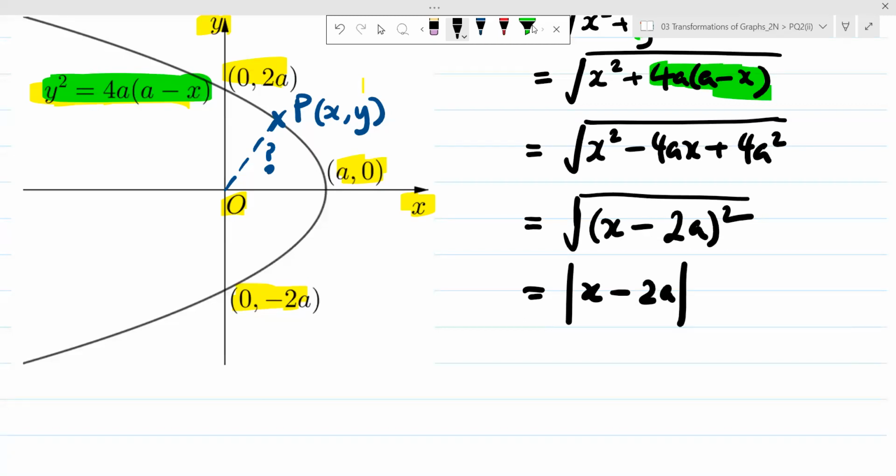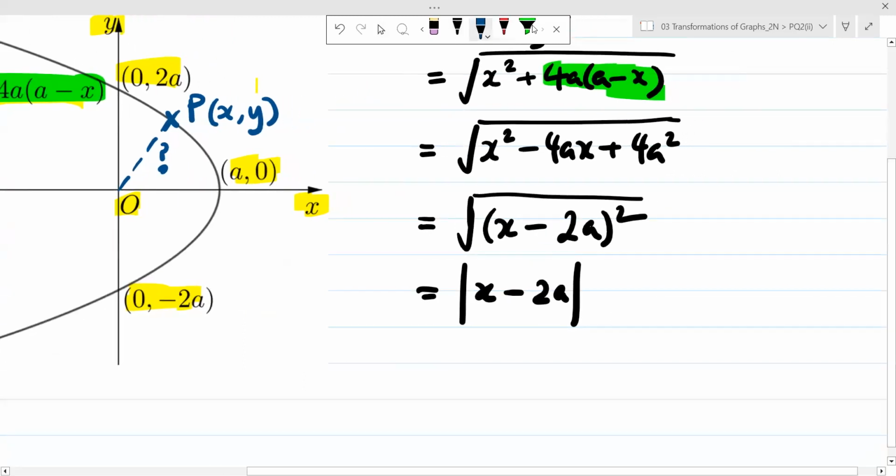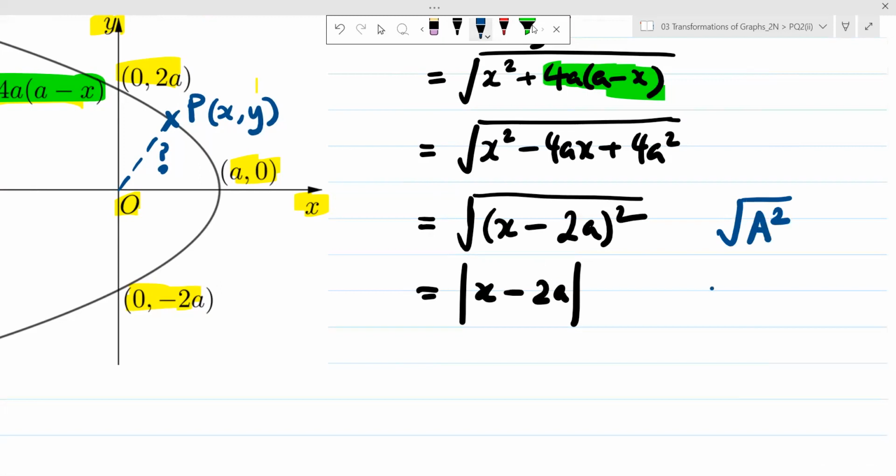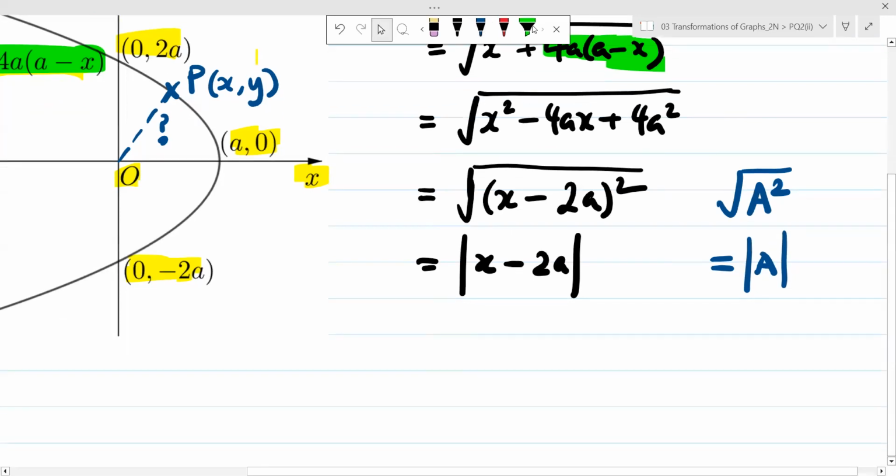It's the modulus. Okay, it's not just x minus 2a. Remember, every time I take the square root of a square, I do not get itself. I get its modulus. So I get itself provided itself is positive. But in the case if it is negative, I will get negative of it. That's why the modulus is important. Okay, now we can answer the next part of the question.